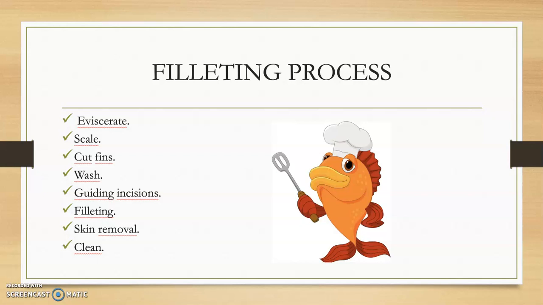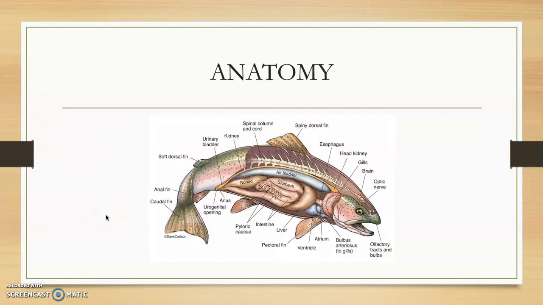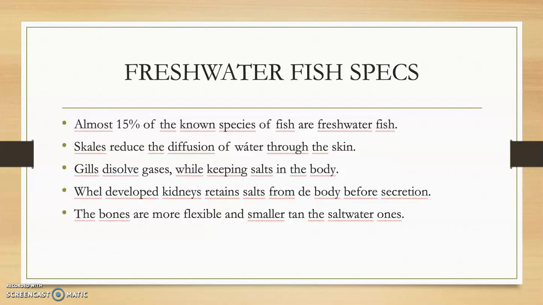Well, considering the anatomy, the process of filleting and evisceration makes more sense. That we have here all the bones. Here is all the organ cavity. We have here the head, the fins, the skin, and how all the process that the fish has is made. There we have some specification of the freshwater fish.